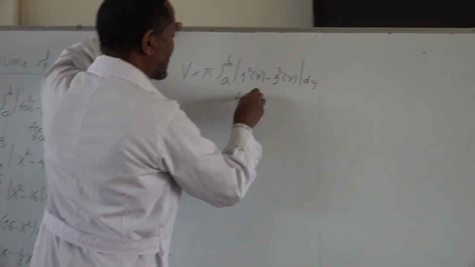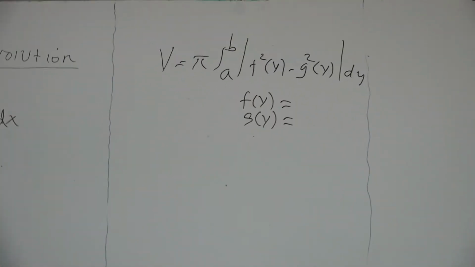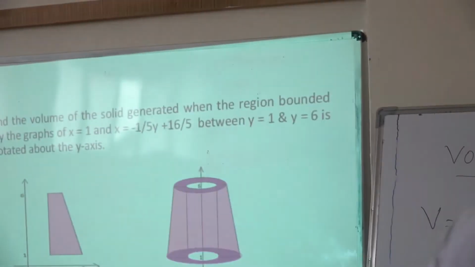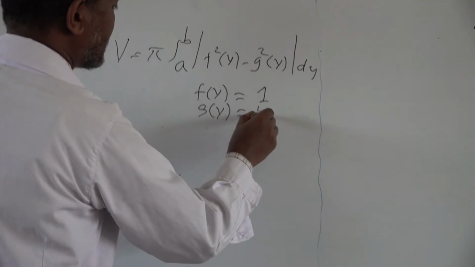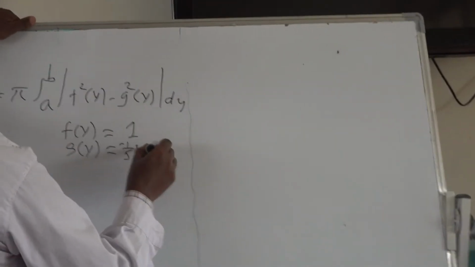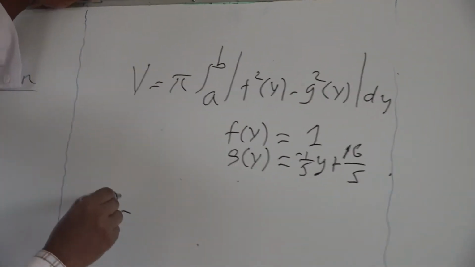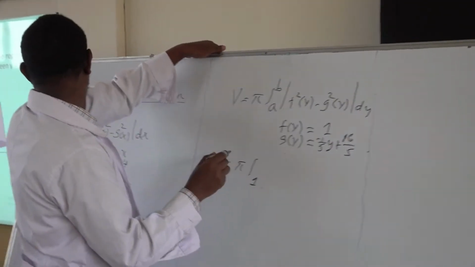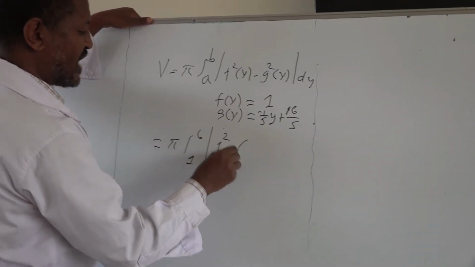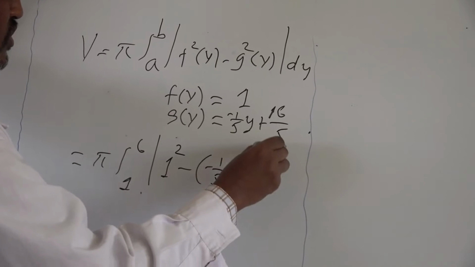Now, what are my f of y and g of y? You can take one of them as f of y and the other g of y. Let f of y be 1 and g of y be minus 1 over 5y plus 16 over 5. So pi integral, a and b are obviously 1 and 6. The absolute value of 1 square minus negative 1 over 5y plus 16 over 5 the whole square dy.